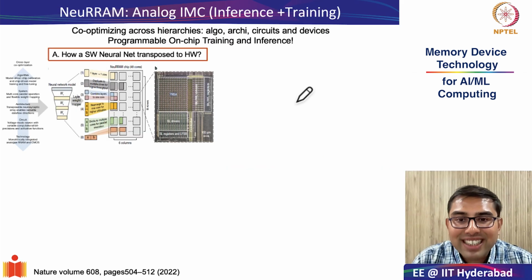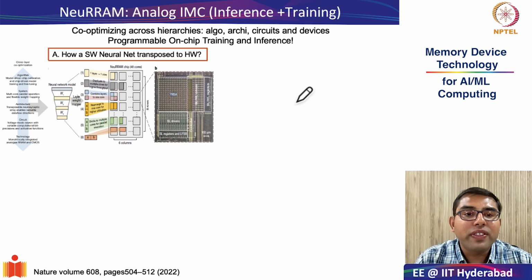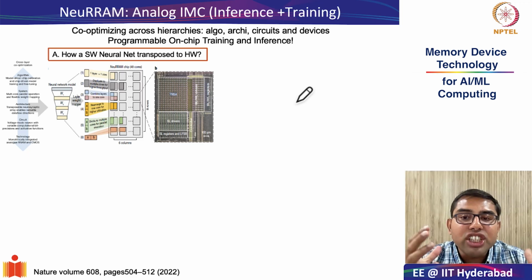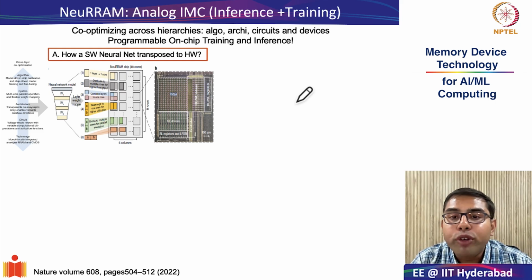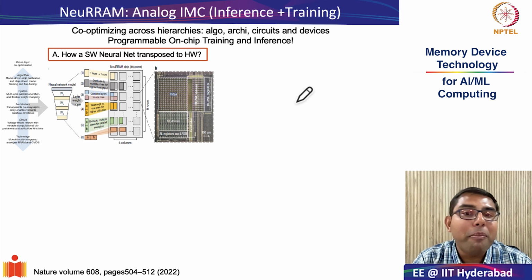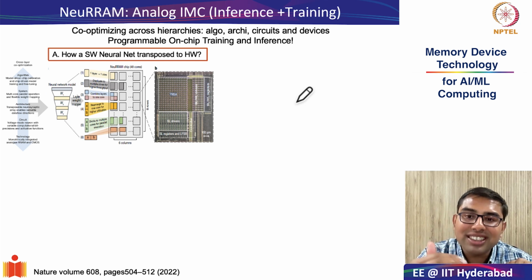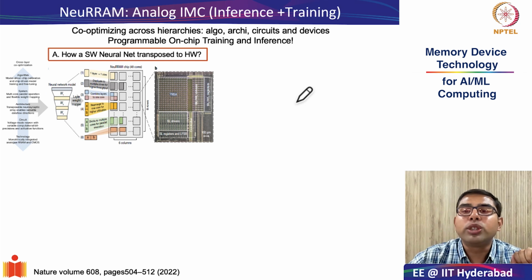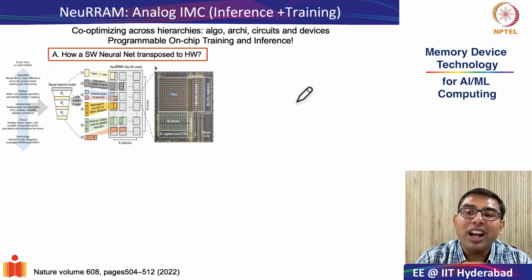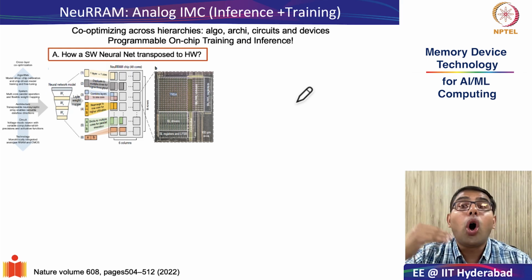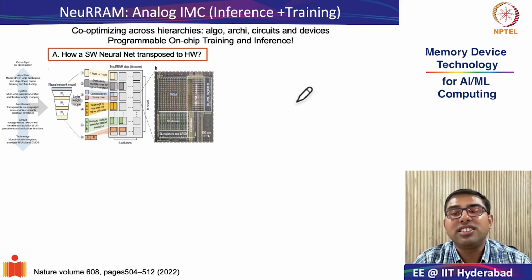So we conclude our discussion by looking at the stellar work from Stanford University, where we look at this chip called the NeuRAM, which is a landmark example of doing analog in-memory computing that works not just at the device level, but through several layers of co-optimization across multiple hierarchies, from devices and circuits all the way up to algorithms and system software.